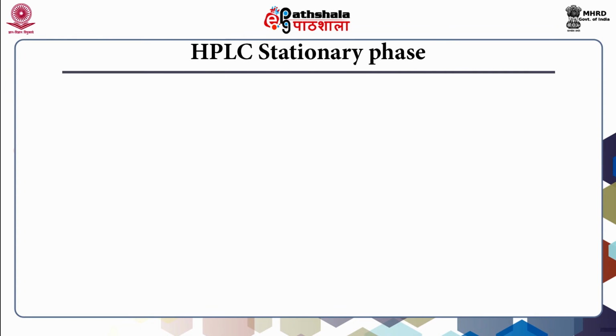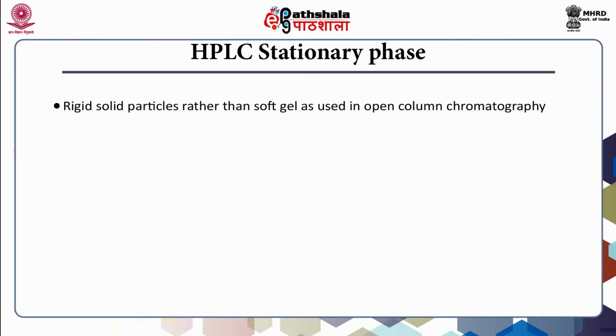HPLC stationary phase particles are mainly rigid rather than soft gel as in open column chromatography. Normally stationary phase particles are soft gels in case of open column chromatography, but in case of HPLC these particles are solid, rigid particles. Why? Because they have to sustain high pressure in the column. I mean HPLC, that is why the solid particles are more rigid in nature.